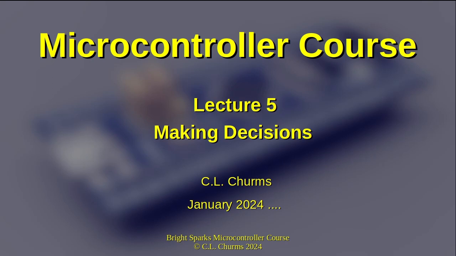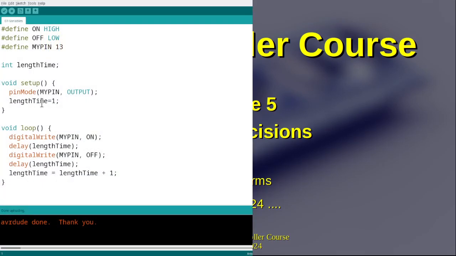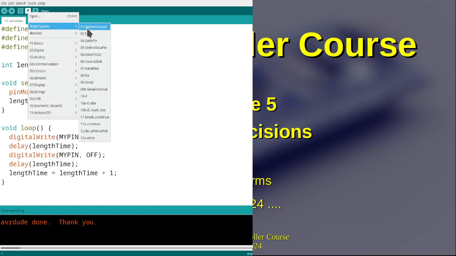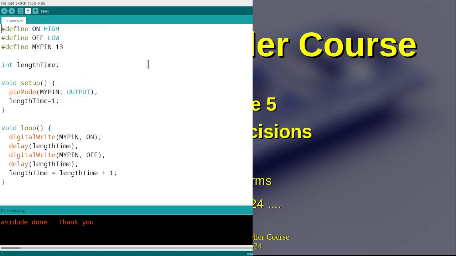So let's start off by reviewing what we learned about variables. Go to, open, BrightSparks 07 variables. 07 variables. And this is just to illustrate how we use variables, just to start off on this lecture and couple it to our previous lectures.